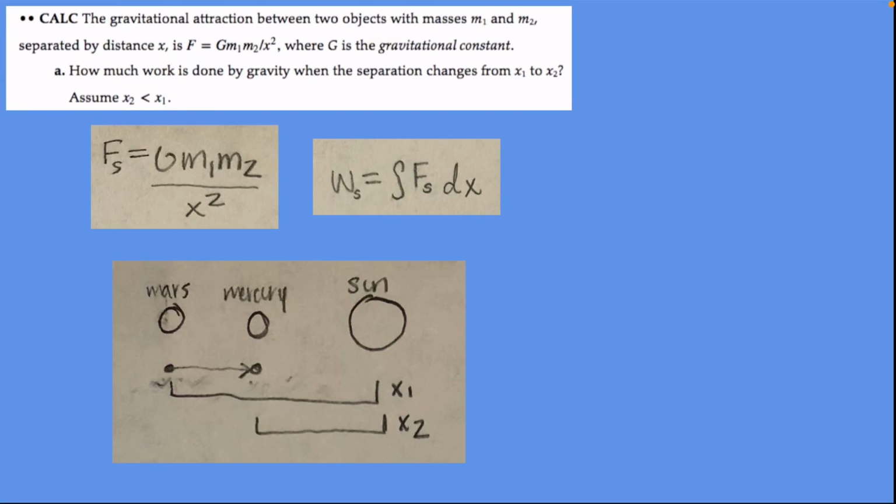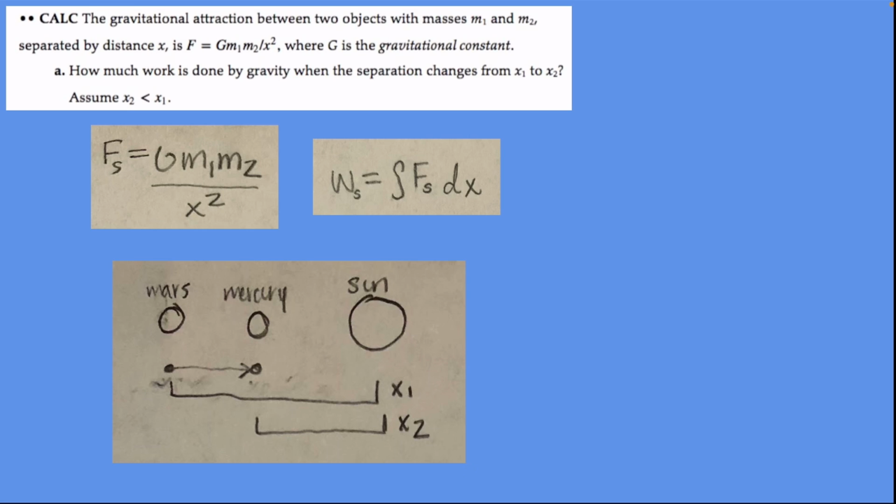Gravitational attraction between two objects with masses m1 and m2 separated by a distance x is F equals G m1 m2 over x squared, where G is the gravitational constant. How much work is done by gravity when the separation changes from x sub 1 to x sub 2? Assume x sub 2 is smaller than x sub 1.